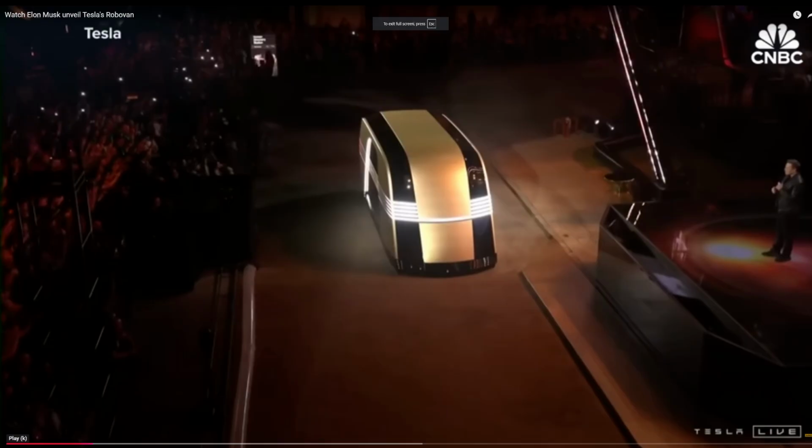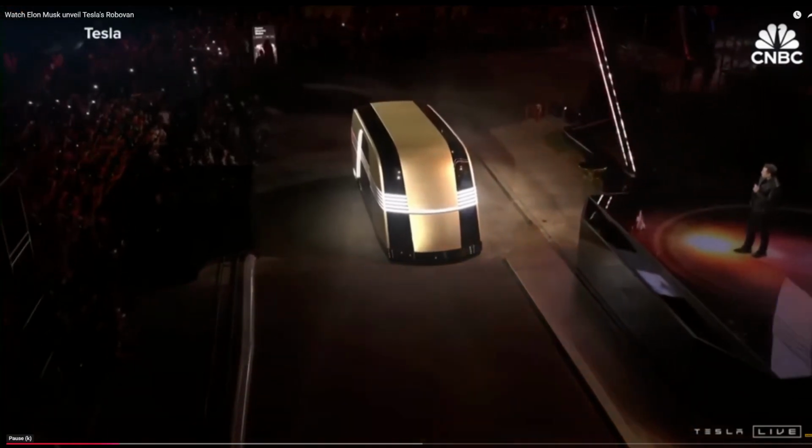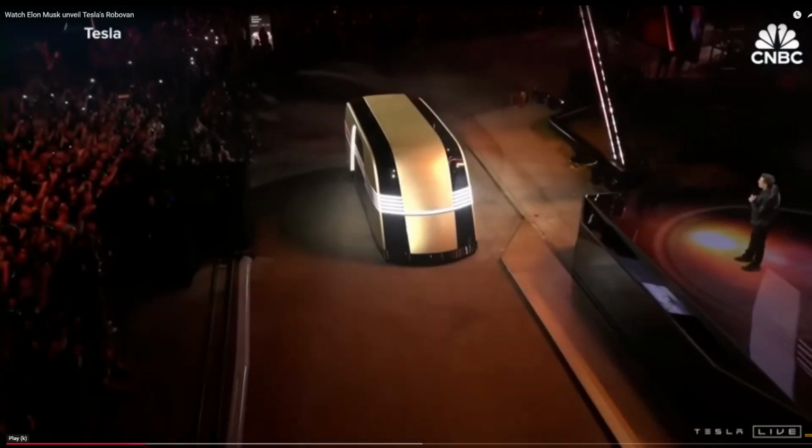So it's funny, what's that? I was gonna say, I think he called it the Robovan. The Robovan is like how Elon pronounced it, and I felt the same thing. I felt like I had no idea what it's called because I had no idea what he was saying on stream.